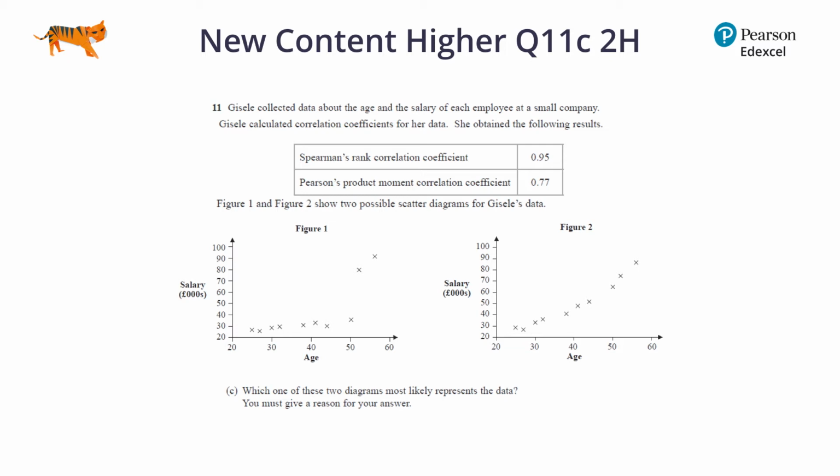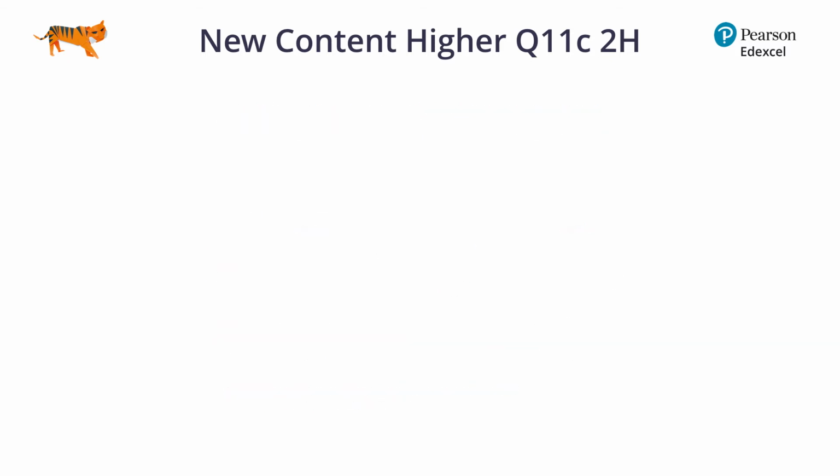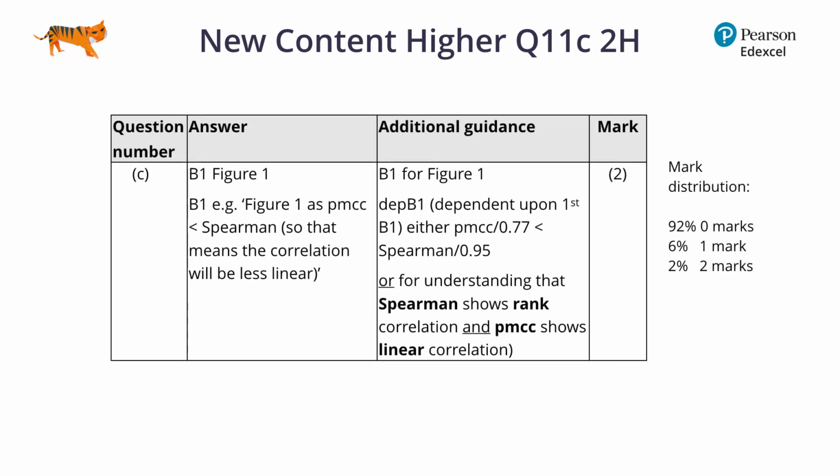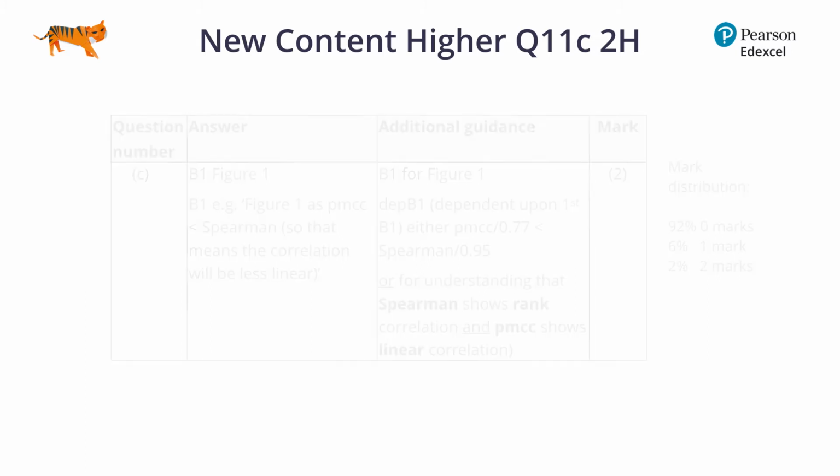For 2 marks, students needed to be able to say which diagram most likely represented the data and give an appropriate supporting reason. We can see from the mark scheme that the first mark is awarded for stating figure 1 and the second mark is given for either stating Pearson's is smaller than Spearman's or for understanding that the Spearman's shows rank correlation whereas Pearson's shows linear correlation.